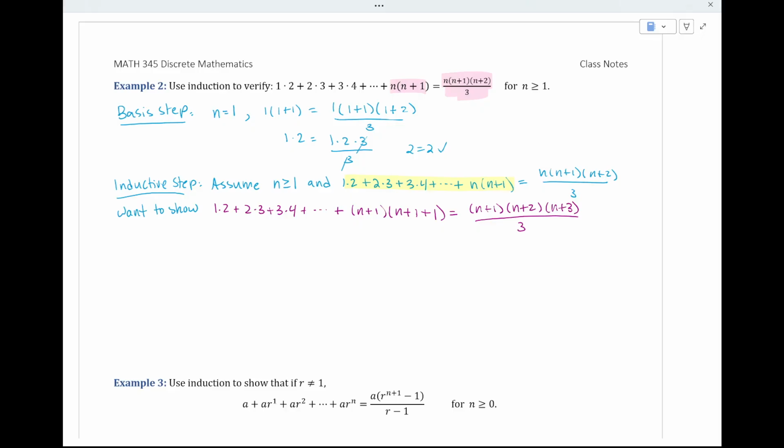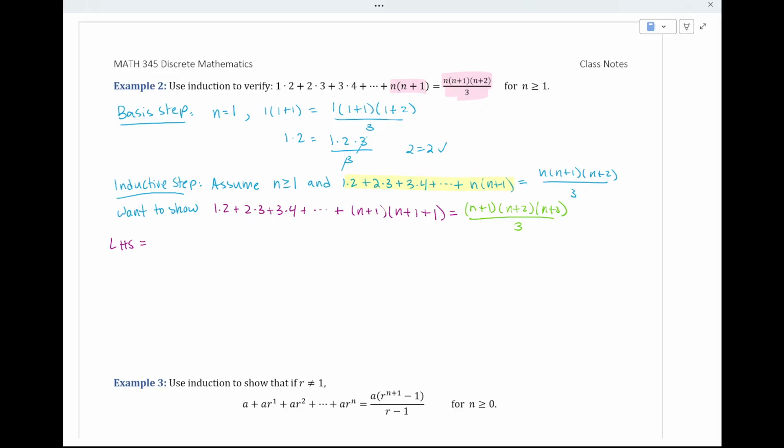So this is what I'm trying to show. Maybe I'll write this one in green because I'm going to attempt to use colors here. We'll see how it goes. n plus 1, n plus 2, n plus 3 over 3. Okay, so we're going to start off with our left-hand side. The left-hand side is, well, let's think about what I'm wanting to show.